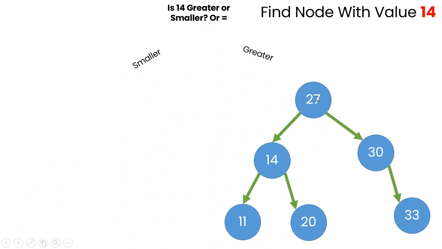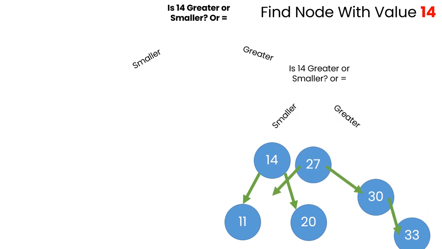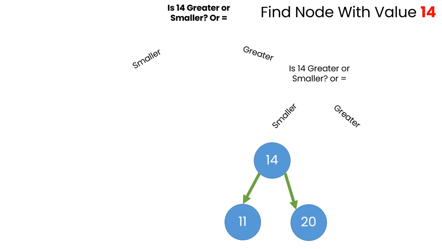And now we have the right side of this tree, and we ask the same question: is 14 greater than or smaller than or equal to 27? 14 is smaller than 27, so we go to the left side. Now we drop down the right part of the tree, and now we have found our node element. So we ask the same question: is 14 greater than or smaller or equal? 14 equals 14. So we have found our solution, and that's it for our solution.